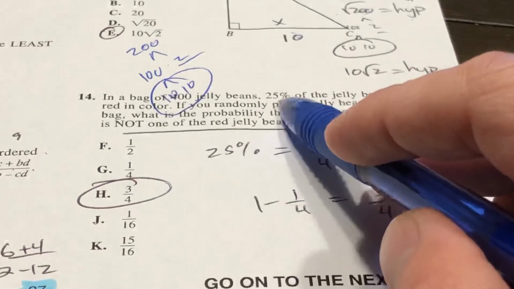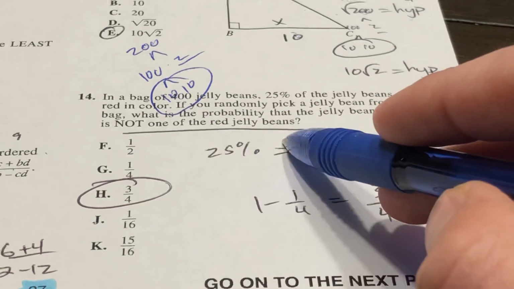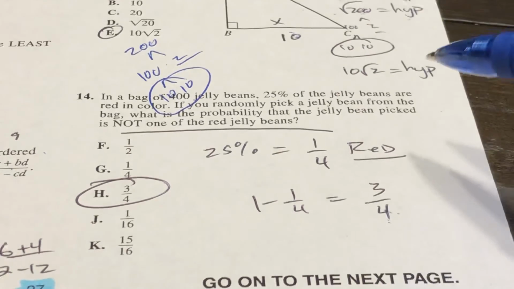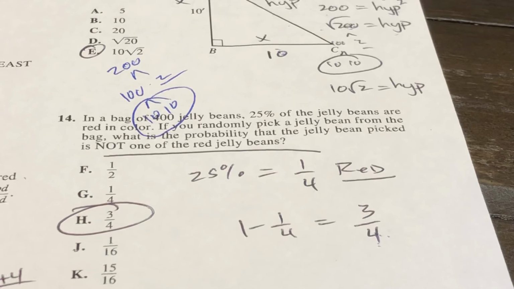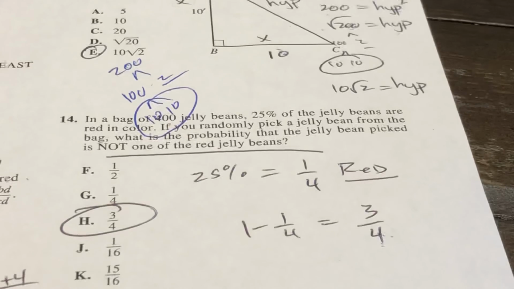In a bag of 400 jelly beans, 25% of them are red. What's the chance you pick something that is not red? A quarter of them are red, so 3/4 of them are not red. Can you believe? I mean, seriously, I think my 2 2/3-year-old daughter has a shot at that one. That 3/4, that was not difficult.